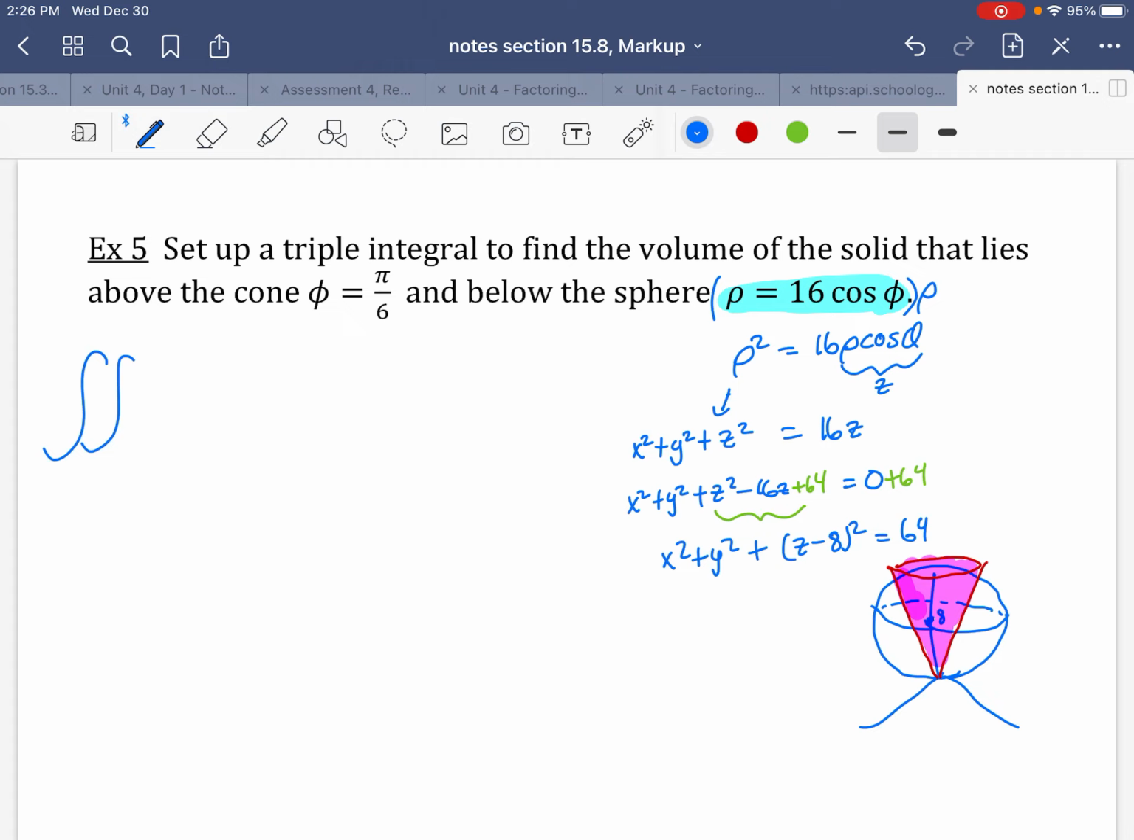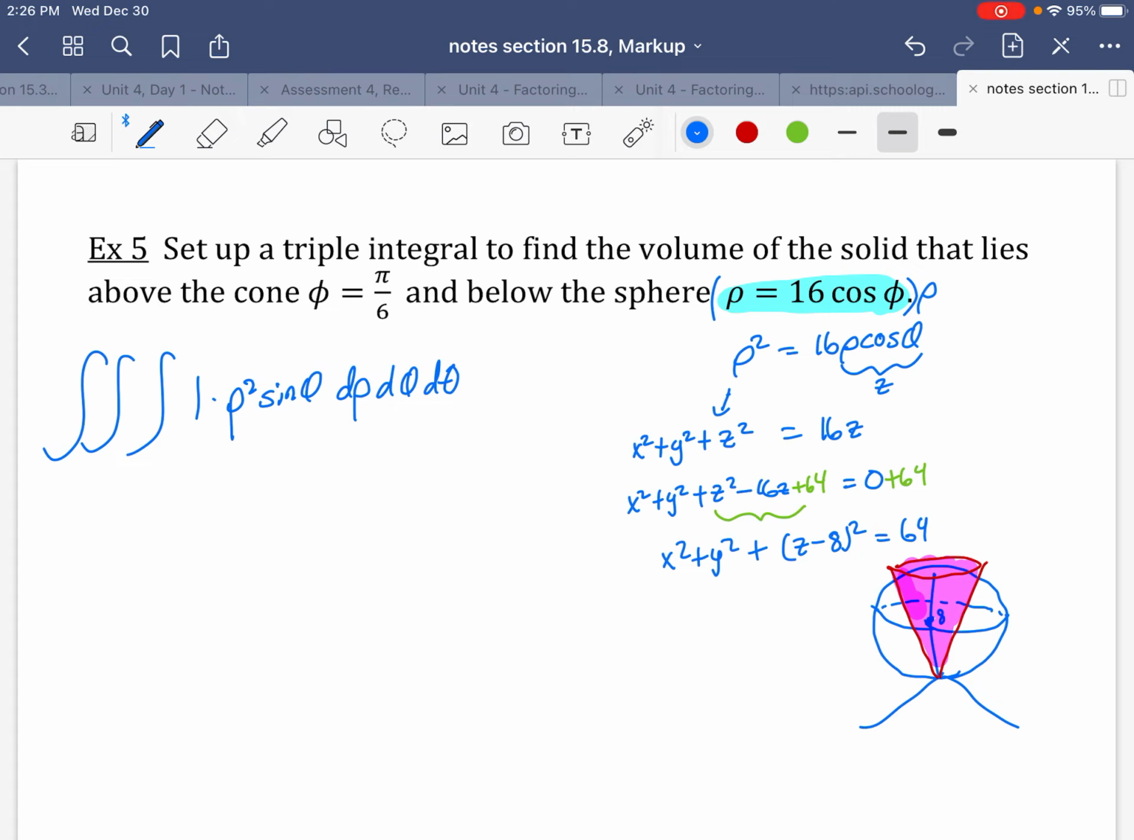So I have a triple integral. I'm doing the volume, so I'm going to put a 1 right here, but remember, we're always going to put our rho squared sine phi. I have d rho, d phi, d theta.